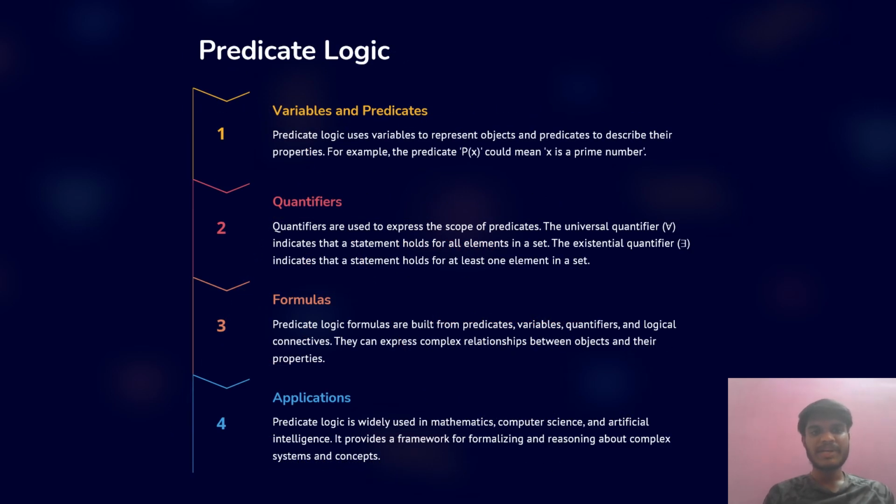Predicate logic, variables and predicates. Predicate logic uses variables to represent objects and predicates to describe their properties. For example, the predicate P of x could mean x is a prime number. Quantifiers. Quantifiers are used to express the scope of predicates. The universal quantifier indicates that the statement holds for all elements in a set. The existential quantifier indicates that the statement holds for at least one element in a set.